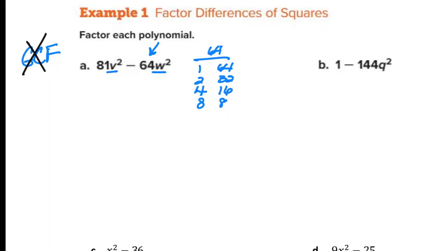When you have two terms and there is a minus sign in between, it might be a difference of two perfect squares. So I'm going to take the square root of this. I know I'm going to set it up like this. Now, the square root of 81, what number times what number gives you 81?